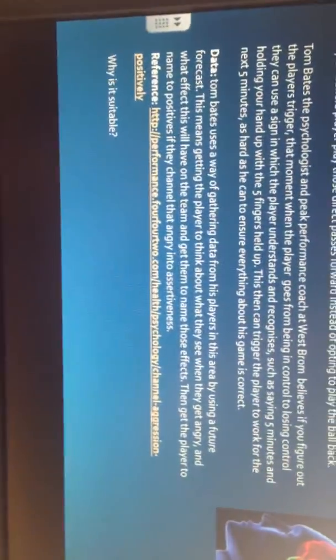This is where they've done performance and psychology work about channeling aggression positively. He is a professional coach who works at West Bromwich Albion Football Club, a Premiership club, so at the highest level. He believes that if you figure out a player's trigger, so you know where they're going to lose control, you can use a sign. A sign that he uses is 5. So you put the hands up and say 5 minutes to the player. Holding up the fingers and saying 5 to them will trigger something within the player's mind, and they think, right, we've got 5 minutes.